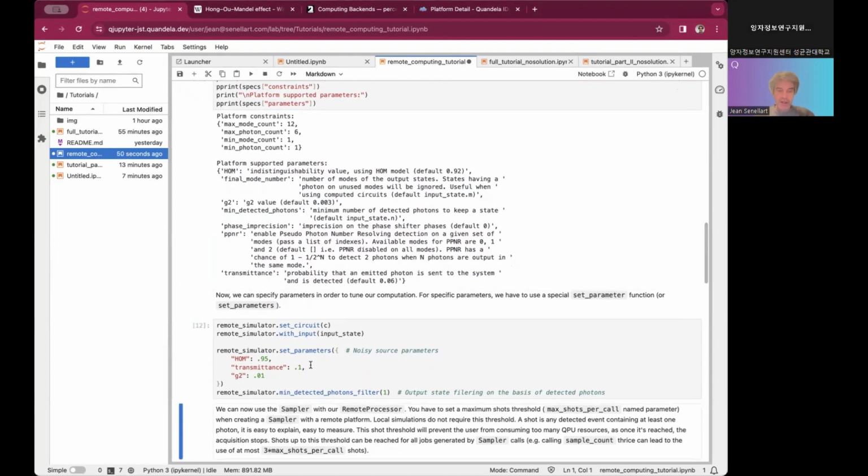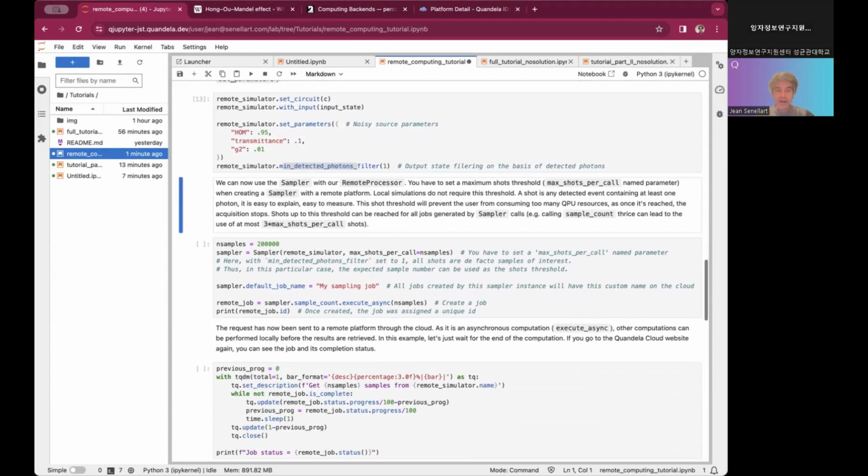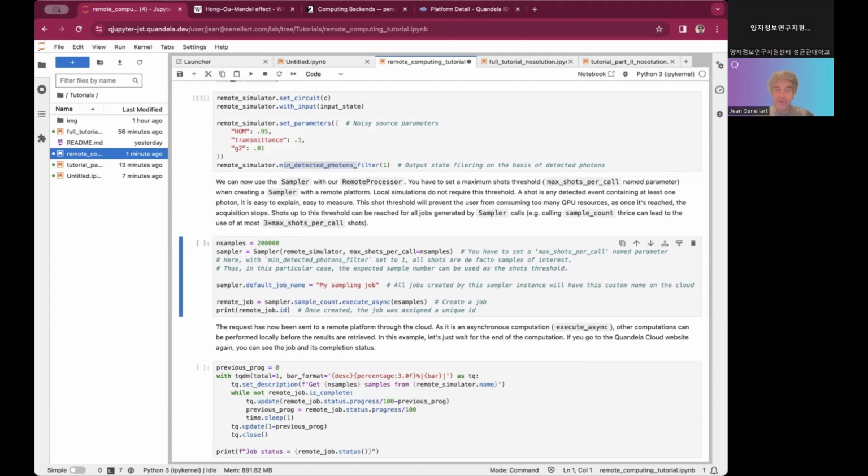So this is not surprising. I'm setting my circuit, I'm setting my input states. Here I'm manually fixing my noise parameters. And I say that I want to filter out all the states that have less than one photon in the output. Then I will be taking 200,000 samples, and I will be running that.